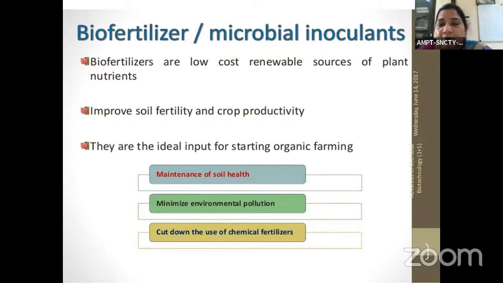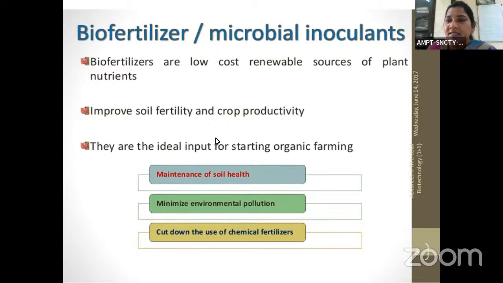When we study these biofertilizers, these are low cost and renewable resources, and these are naturally available microorganisms we are using as biofertilizers. The most important factor is that they improve the soil health and soil physical conditions, which in turn improves soil fertility and crop productivity. And they are an ideal input for starting organic farming. Now, because of the health situations, everybody is talking about organic cultivation and natural farming. When they have small landholdings, they are ready to use these biofertilizers as alternative sources for chemical fertilizers. In any farming, biofertilizers maintain the soil health and minimize environmental pollution.